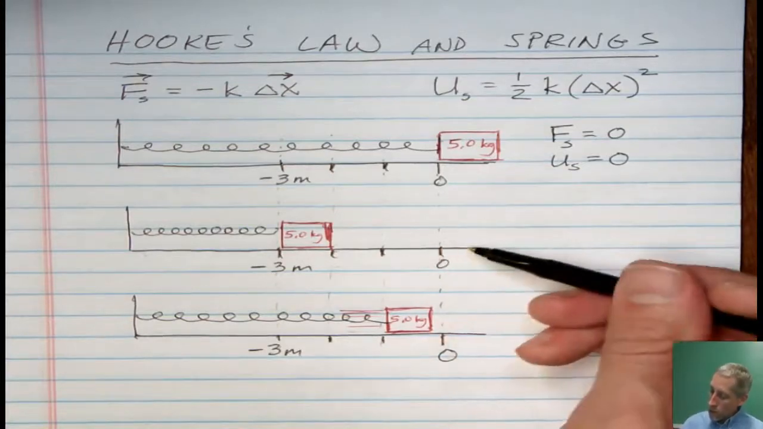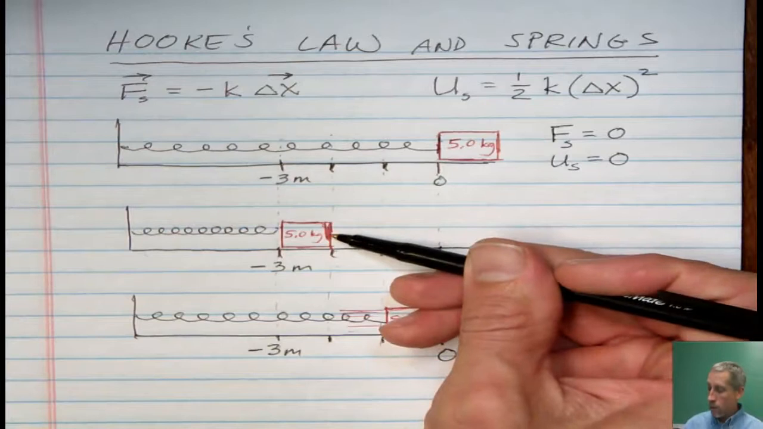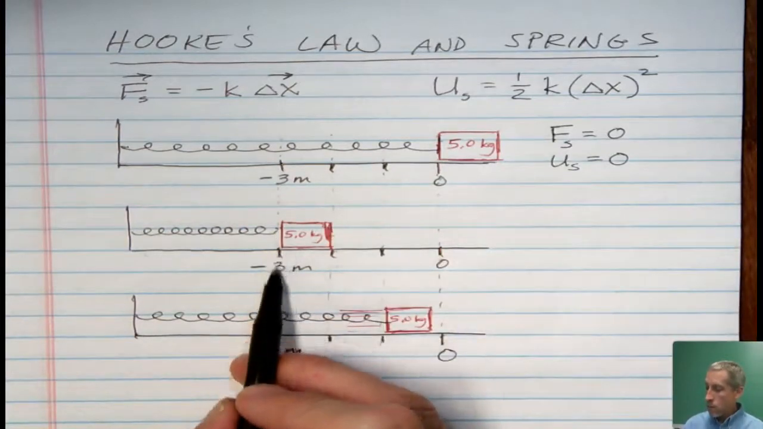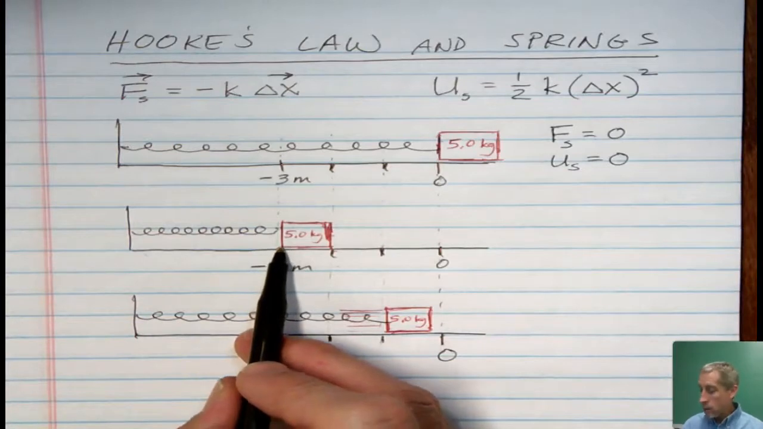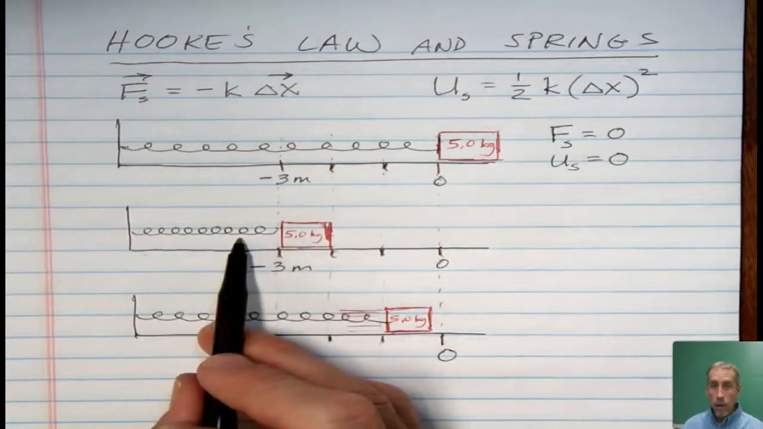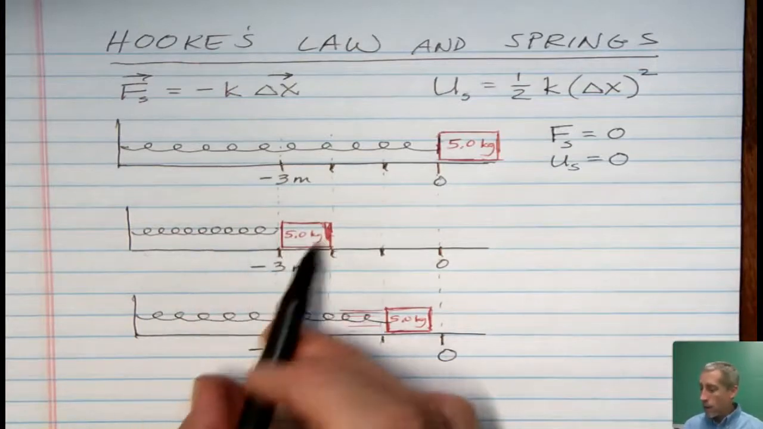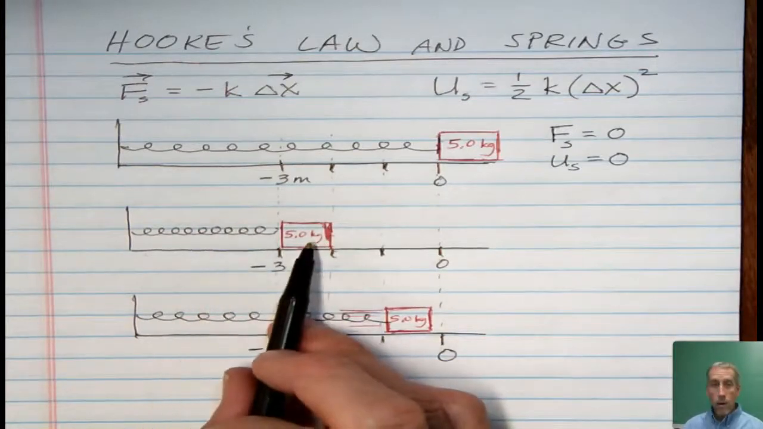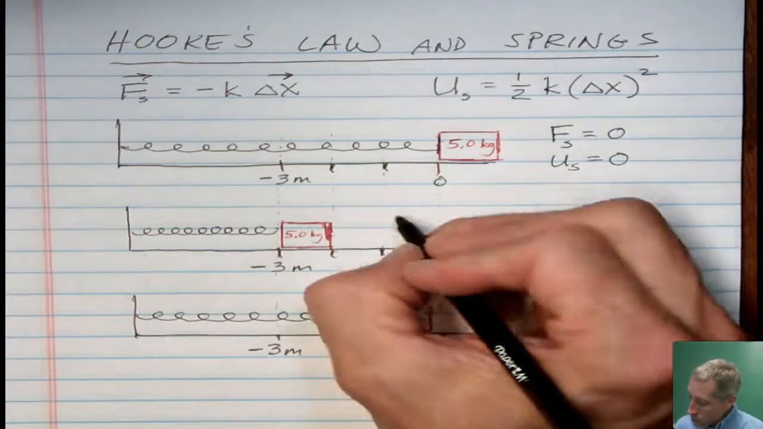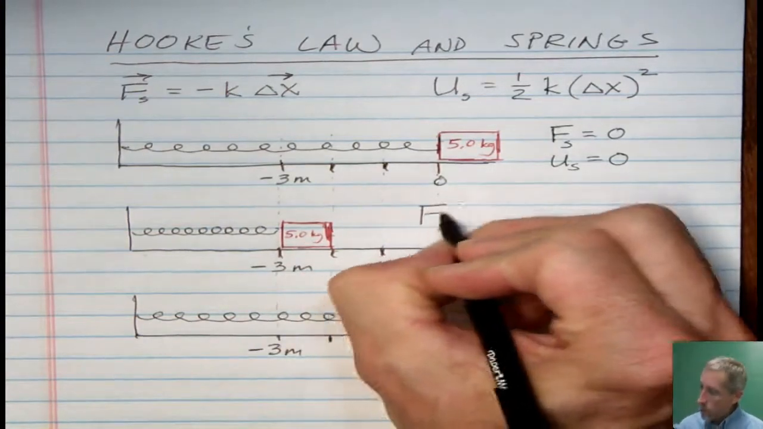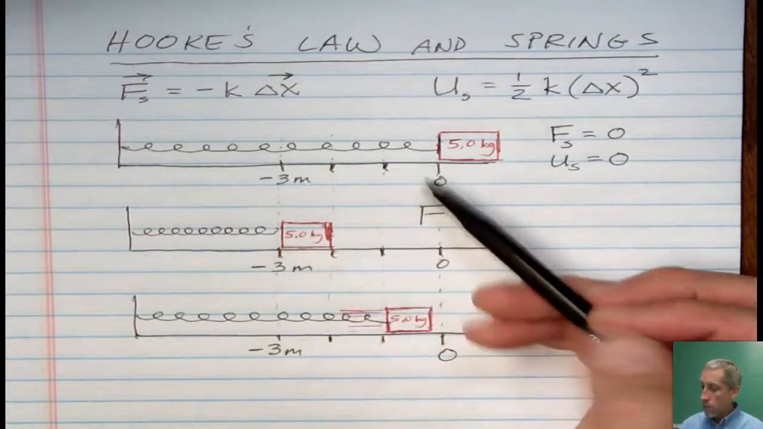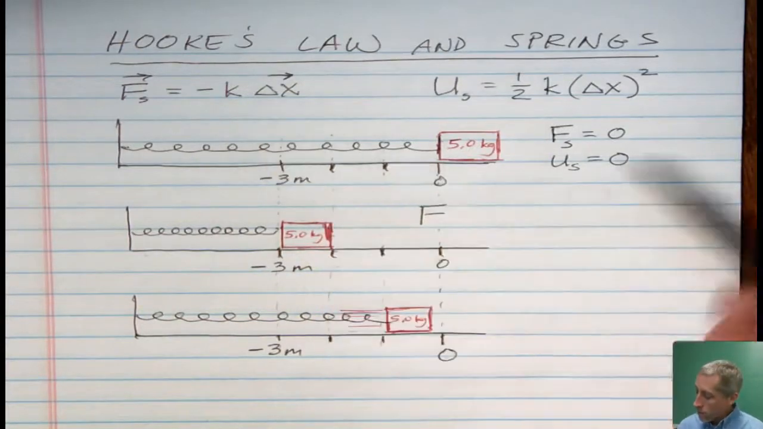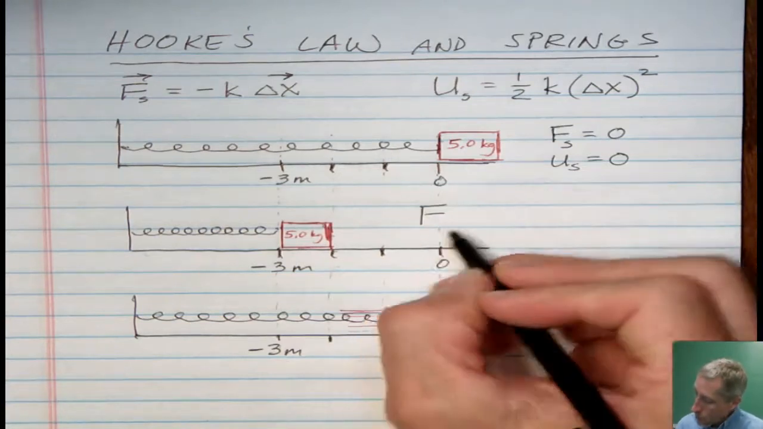If I were to take this and push it leftward so that the left edge moved 3 meters, now I have a force exerted on the box by the spring, and I have some energy that I have stored in the spring and the box system. I can calculate both of those as well. So let me do them one at a time. The force that the spring is exerting on the box can be found with the equation up here. That's the Hooke's law equation.